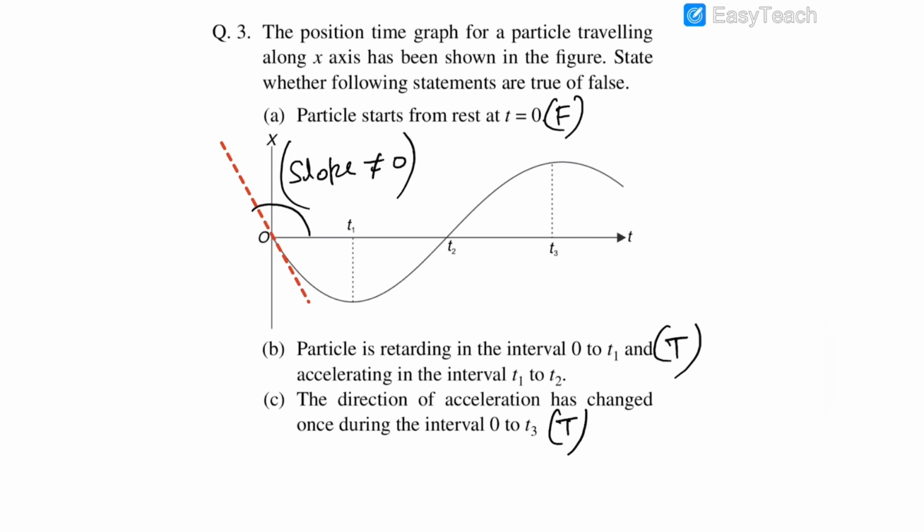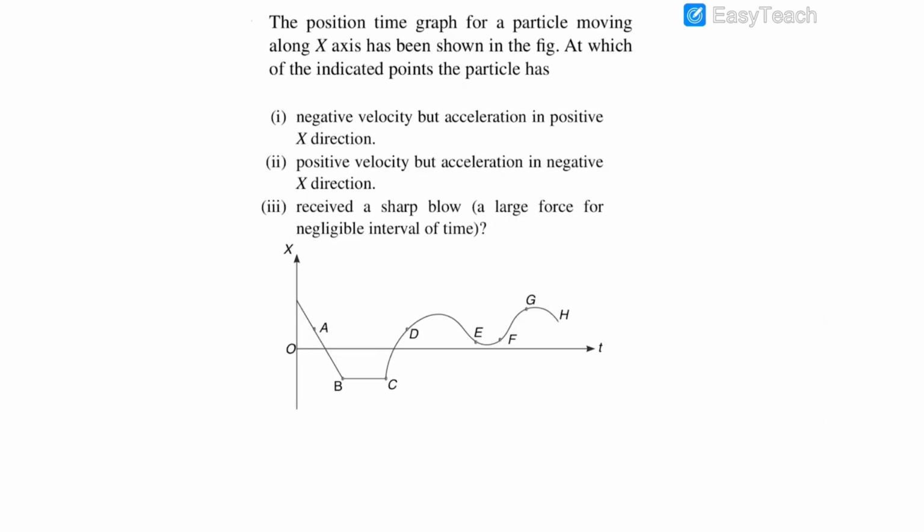Now we move on to the next question. In this question you can see that there is an x-t graph of a particle which is moving along the positive x-axis. Now we have to answer the correct points at which the condition is satisfied. The first option is negative velocity but acceleration in the positive x direction. Which point has negative velocity but acceleration in the positive x direction?